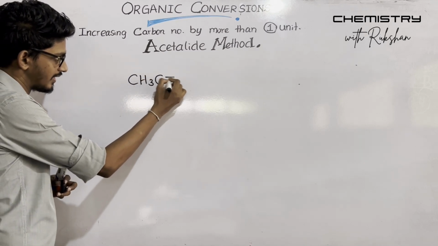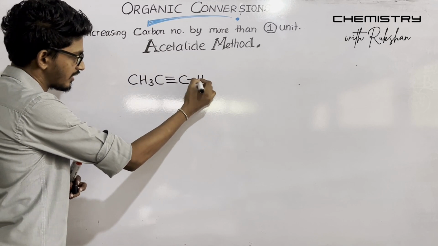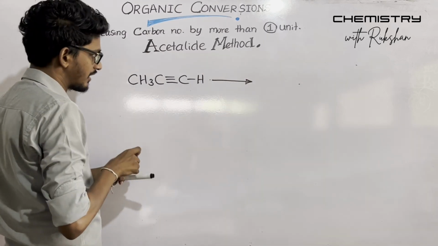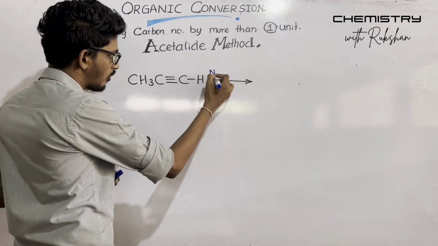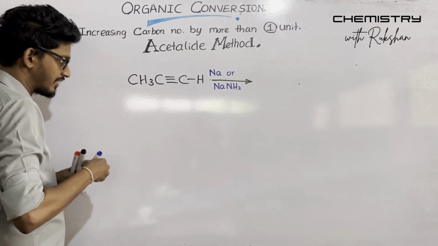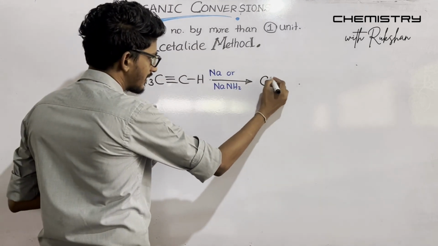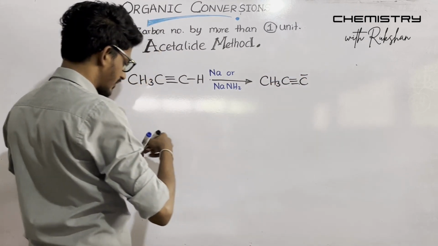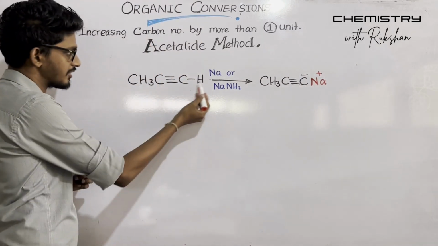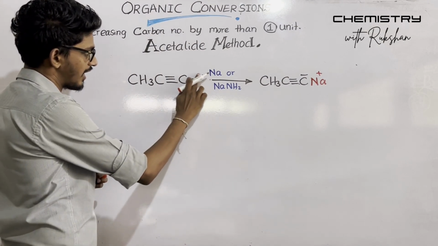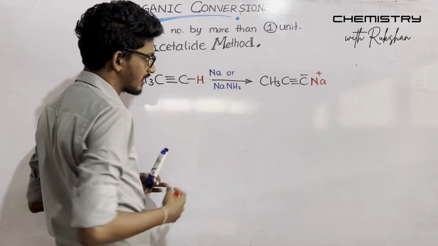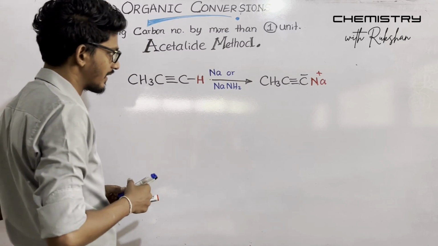First, you need to come up with these kind of terminal alkynes. For those, you can add some reagents like sodium or NaNH2. With these, you are able to come up with these acetylides. This is the sodium acetylide. So basically this hydrogen, which is referred to as acidic hydrogen, will be replaced by the sodium cation. That is how a sodium acetylide is made.